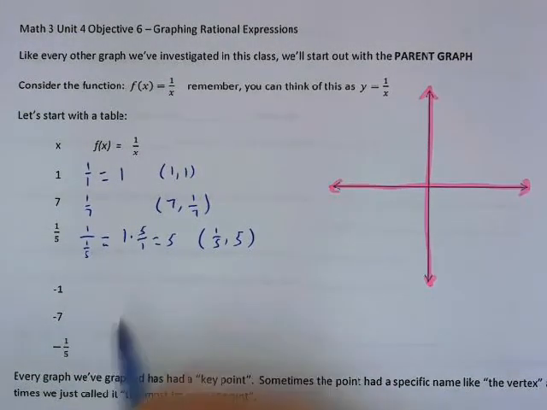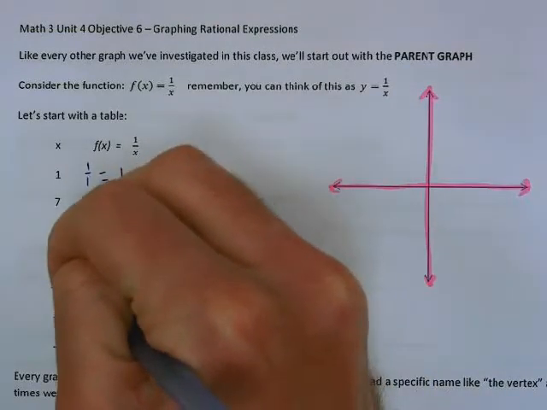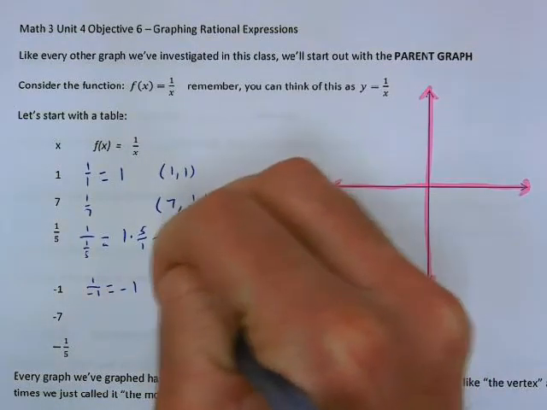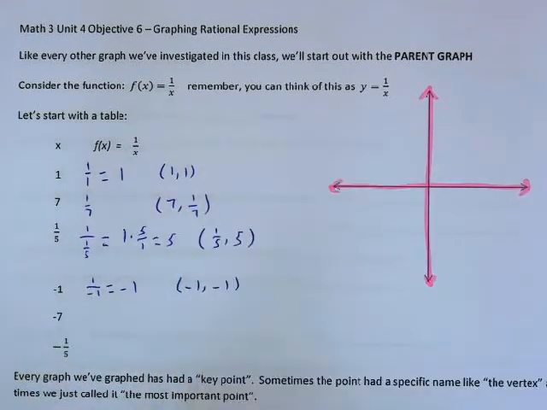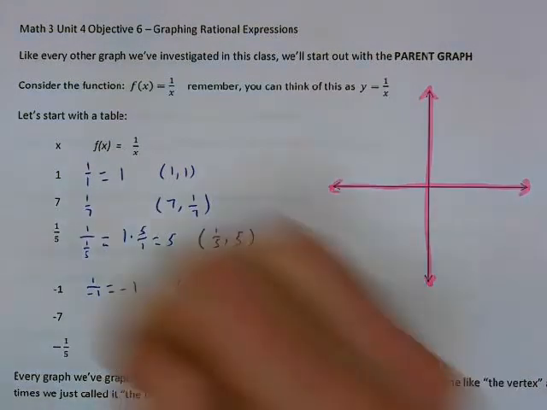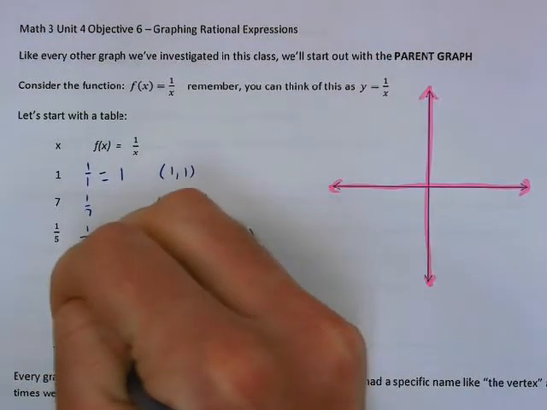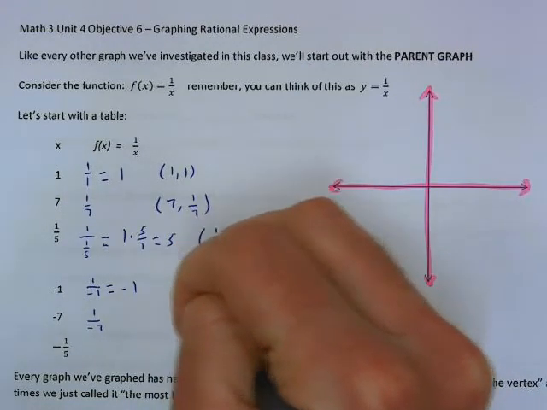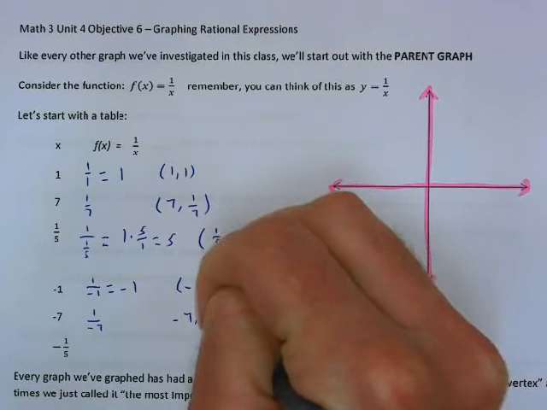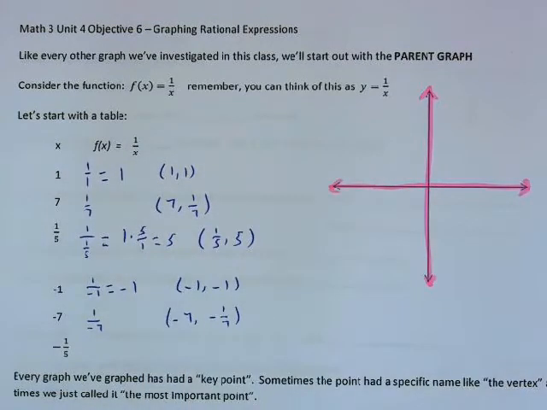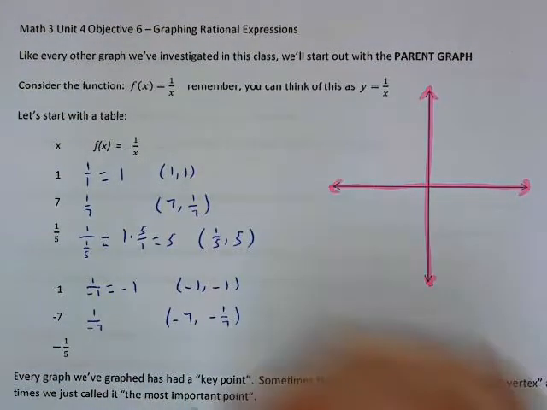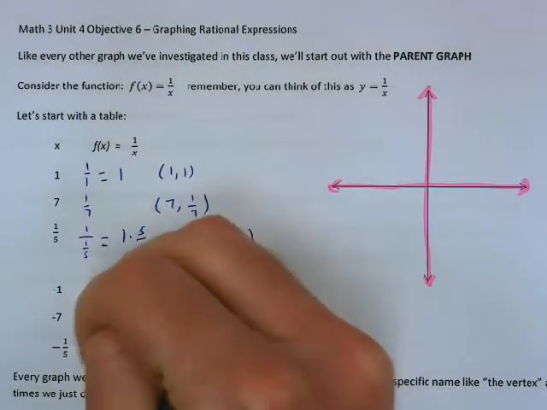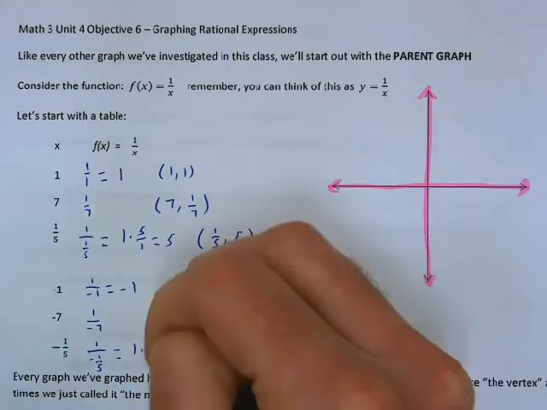If I stick in x is -1, then I get 1 over -1, which is -1. So when x is -1, y is -1. What if I stick in -7? Okay, then I get 1 over -7, which again, we can't simplify. So when x is -7, y is -1/7. Okay, there's another point. And then if I stick in x is -1/5, I get 1 over -1/5, which is the same as 1 times -5 over 1.